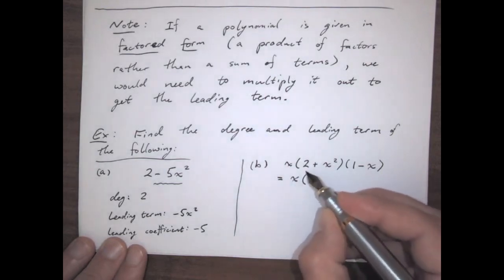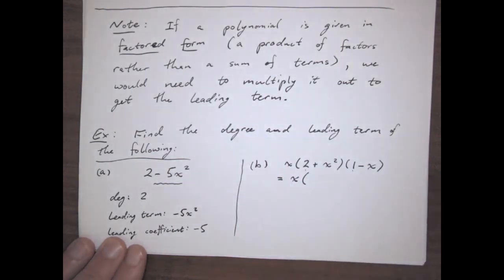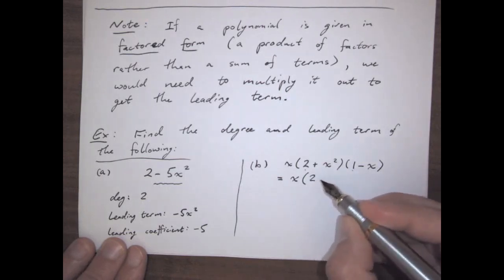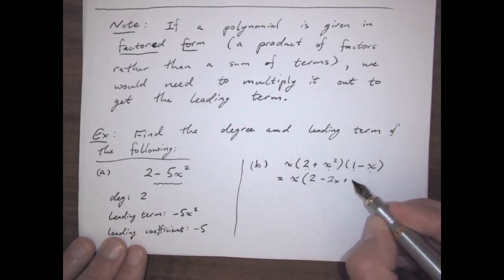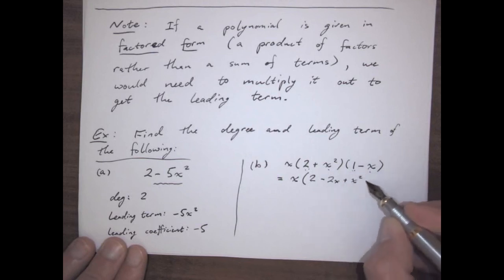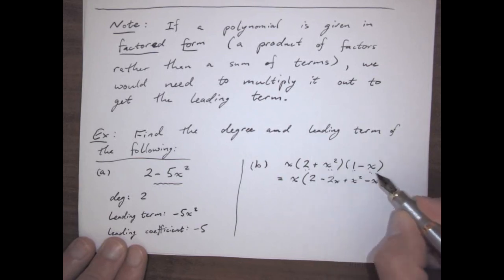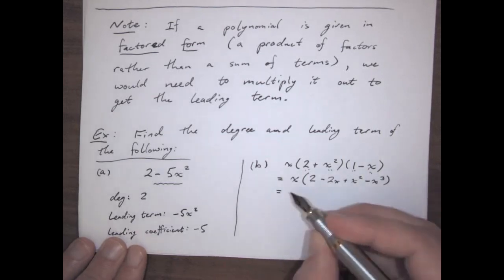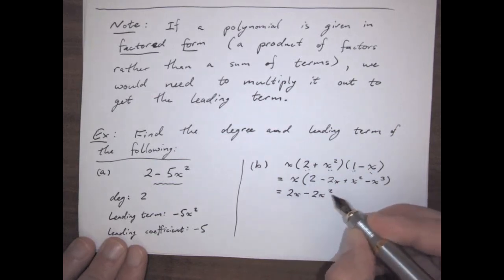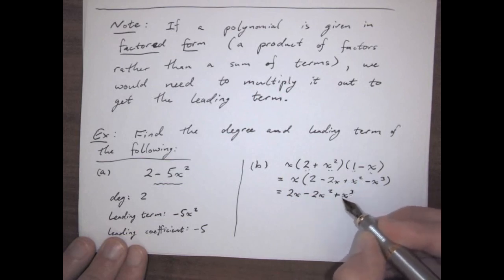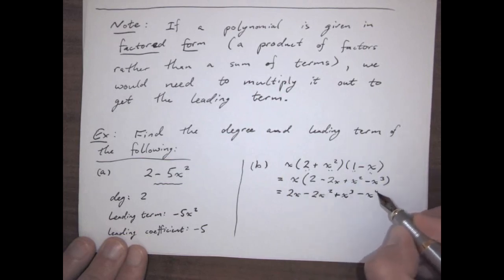So it's x times, and then you would just FOIL this part right here. So 2 times 1 is 2, 2 times negative x is minus 2x, x squared times 1 is plus x squared, minus, the last one is going to be x squared times x is x cubed. And then you would distribute the x through. 2x minus 2x squared plus x cubed minus x to the fourth.